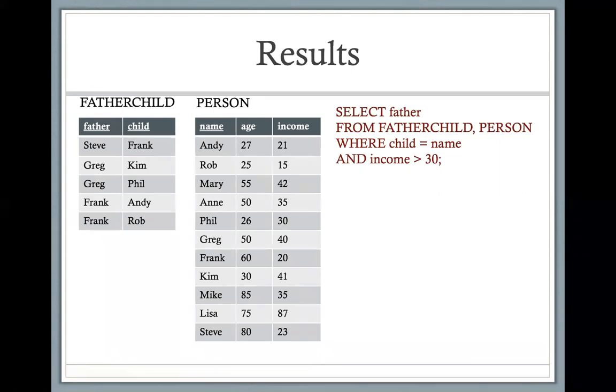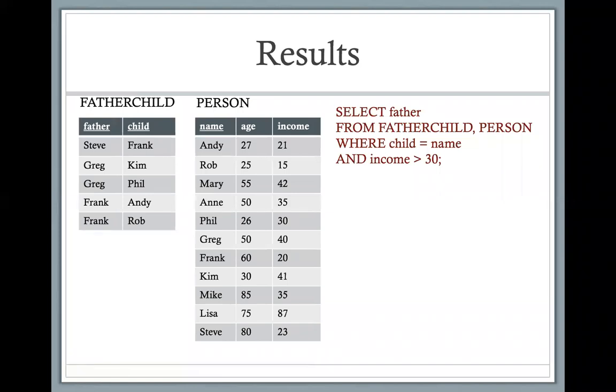The answer is no, because Frank makes less than 30. So this one would be excluded. Then I go to Greg and Kim. I check how much does Kim make? She makes more than 30. She makes 41K. So she will be displayed, and Greg would be selected, because Greg is the father.